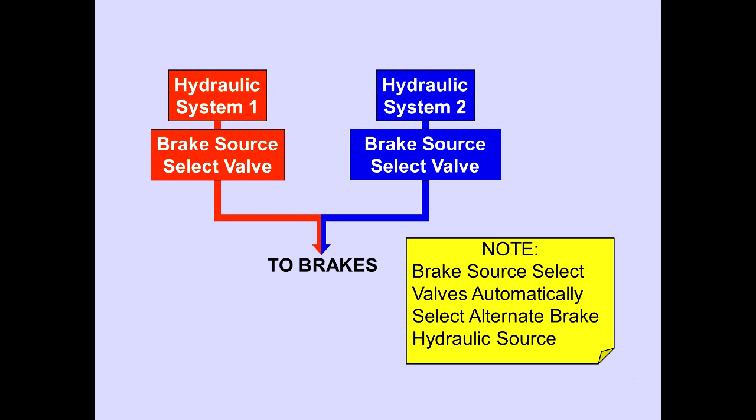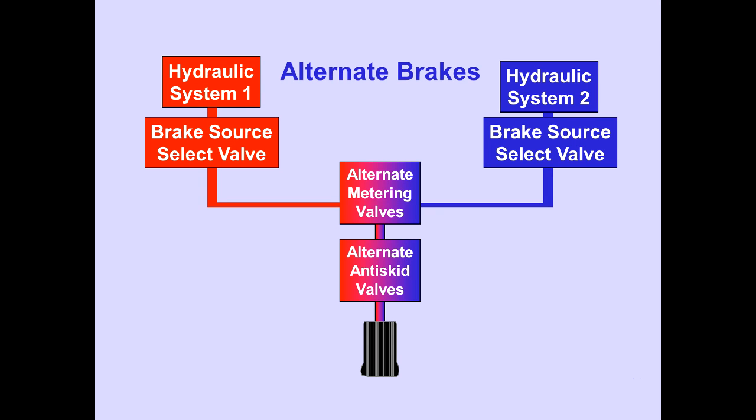Source select valves automatically select the alternate brake system hydraulic source. The number 1 or the number 2 hydraulic system then pressurizes the alternate brake system. Since the number 1 and number 2 brake source select valves are similar, we will discuss the operation of only system 1 source select valve.